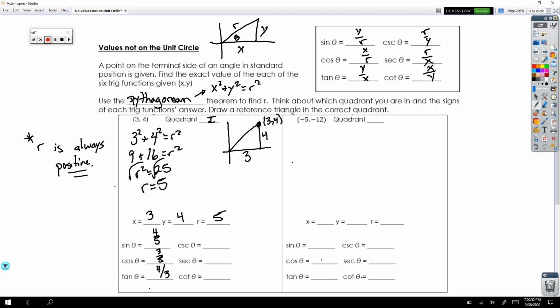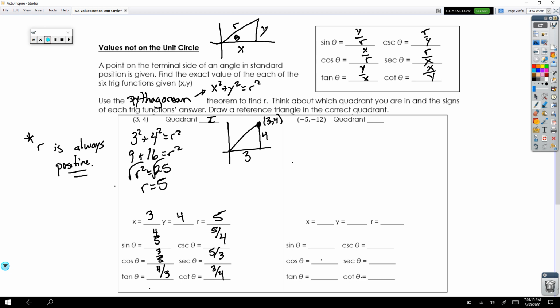Then the reciprocals, we have r over y, which would be 5 over 4. Secant, which would be r over x, so 5/3. And then cotangent would be x over y. And that's it, right? So let's look at a few more examples.